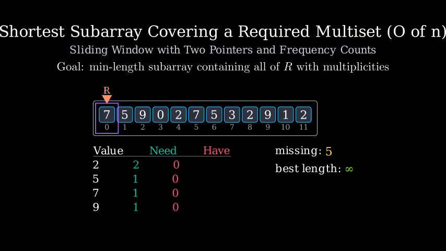We expand the right pointer to include elements and update the have counts. When we include a required value and the count does not exceed the need, the missing counter goes down. First, include index 0, then include 1, then 2, then 4. Now include index 8 to complete the coverage. At that moment, missing reaches 0, and we have a covering window.